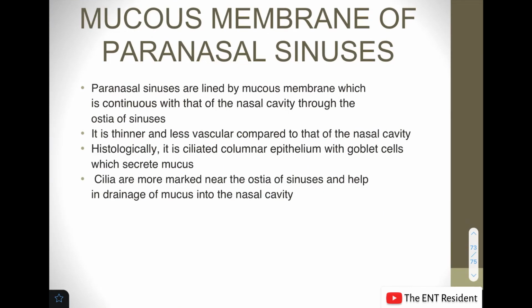And knowing about the mucous membrane of the paranasal sinuses, they are lined by a mucous membrane which is continuous with that of the nasal cavity through the ostia of the sinuses. However, it is thinner and less vascular when you compare it to the nasal cavity, and histologically it is a ciliated columnar epithelium with goblet cells which secrete the mucus. The cilia are more marked near the ostia of the sinuses and they help in drainage of the mucus into the nasal cavity. So this is all about the anatomy of the paranasal sinuses.